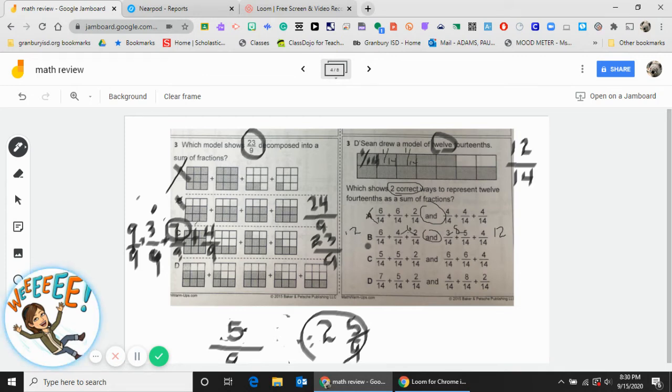That tells me B is it, but I'm going to double check because I'm feeling like something's not right. 5 plus 5, put those together and they equal 10. 10 plus 2 more is 12. That one works. And 6 plus 6 is 12. Oh, it's already over. 5 plus 2 is 7, plus 7 is 14. Quick math, that doesn't work either. B is our answer.